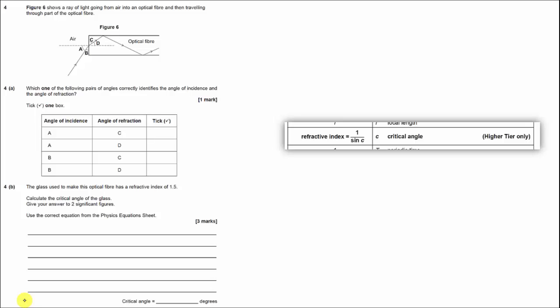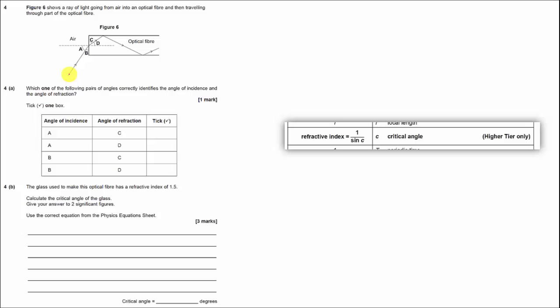Okay, so if you have paused and read the question, the first thing it says is, figure 6 shows a ray of light going from air into an optical fibre and then travelling through part of the optical fibre. So we can see it going in, bouncing around a bit. Which one of the following pairs of angles correctly identifies the angle of incidence and angle of refraction?